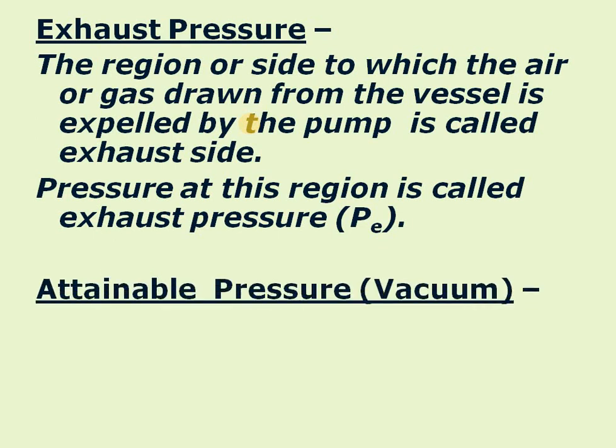And here is the second term, what is called attainable pressure. Or more correctly, you can say lowest attainable pressure. Lowest attainable pressure shows the capacity or efficiency of a pump. It is that pressure, or minimum, the lowest pressure that one can achieve with a particular type of pump. That is called lowest attainable pressure. Okay. It may vary from pump to pump.